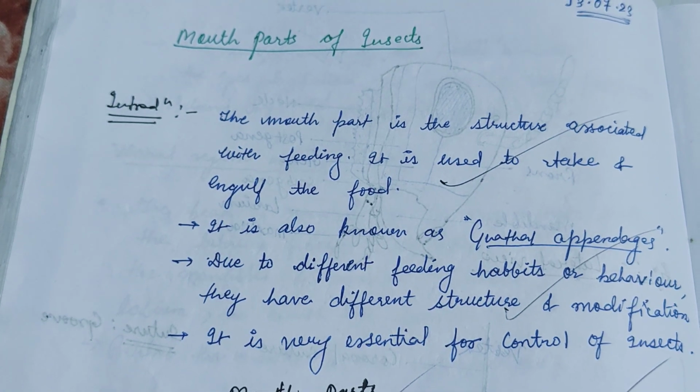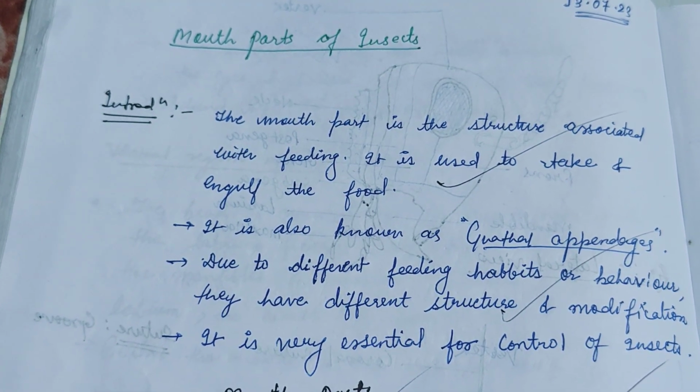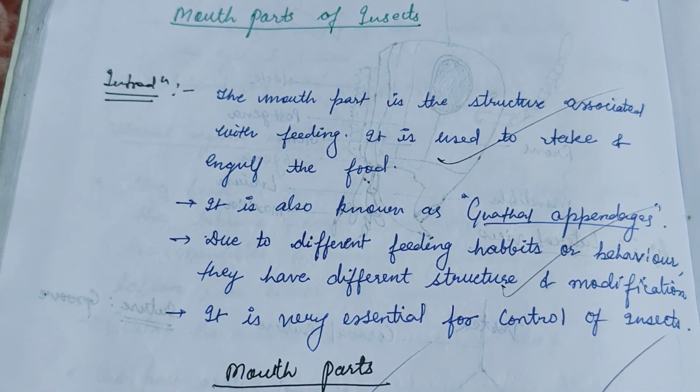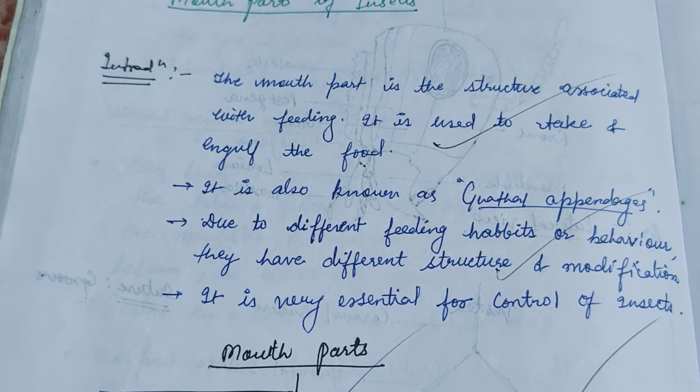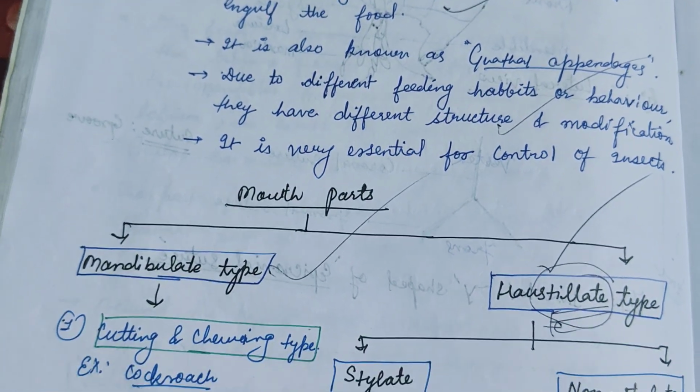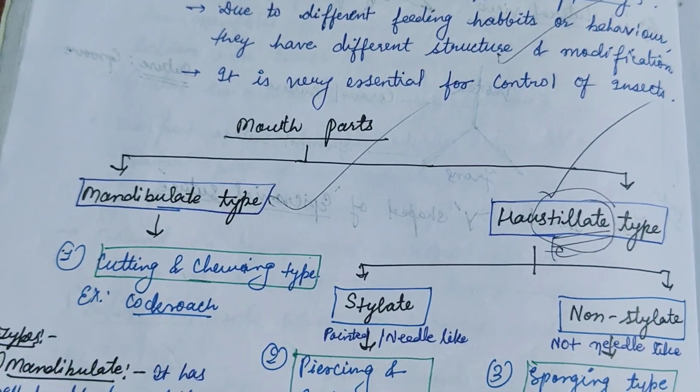Hello friends, in this video we'll discuss the mouth parts of insects. Mouth part is a structure associated with feeding, and it is used to take in and engulf the food. It is also known as the oral appendages, and it is very essential for the control of insects.